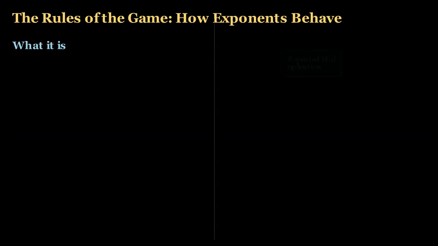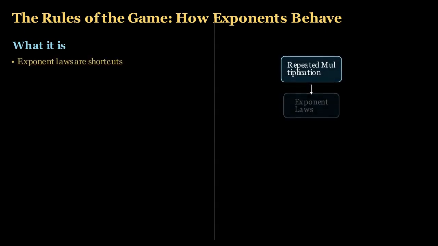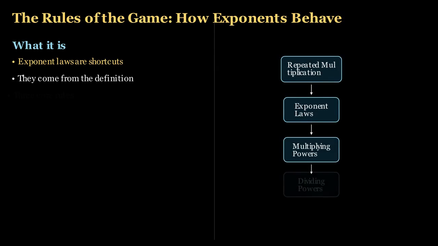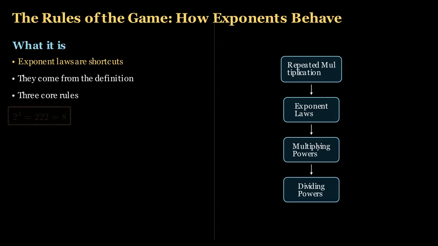You already know that an exponent tells you how many times to multiply a base by itself. So 2 to the power 3 means 2 times 2 times 2, which is 8. But what if you multiply that by 2 to the power 2? You could write out all the 2's and count them, but that gets messy with big numbers.